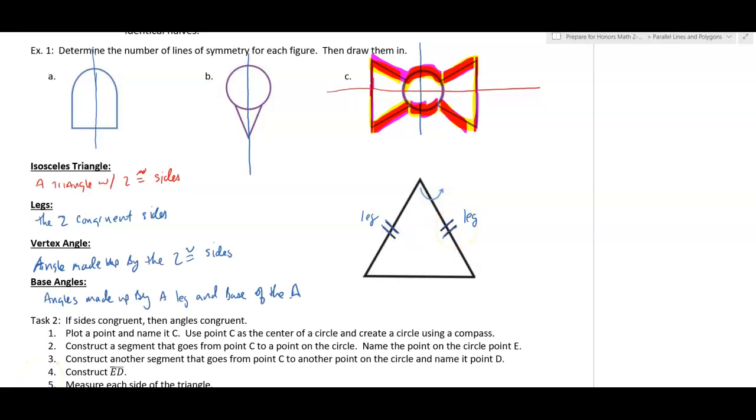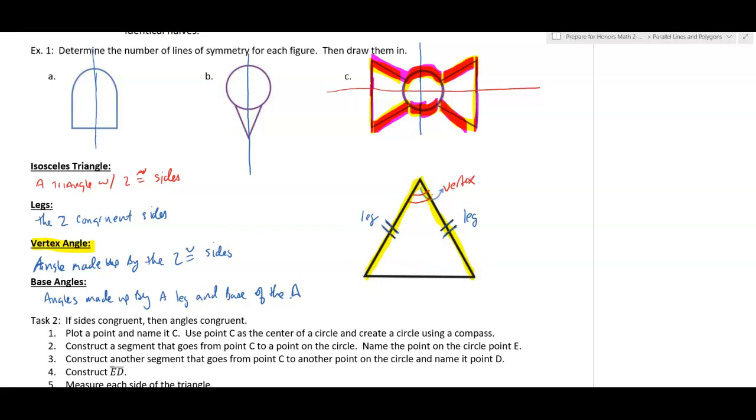So now the vertex angle. The vertex angle, when you look at it, is the angle made up by the two congruent sides. So when I look at this diagram over here, this angle here is the vertex angle because it's made up by the two congruent sides or the legs.